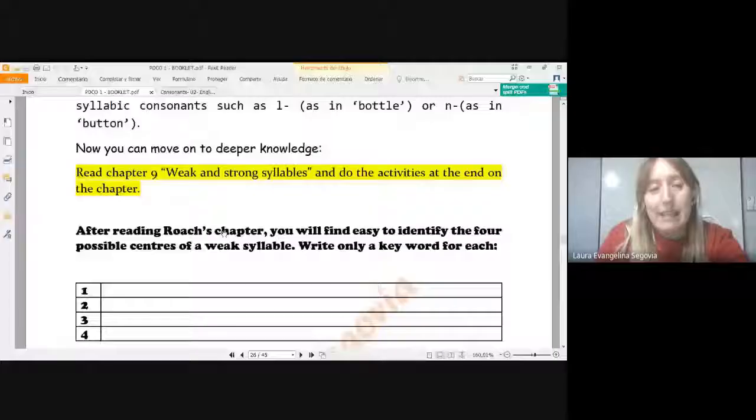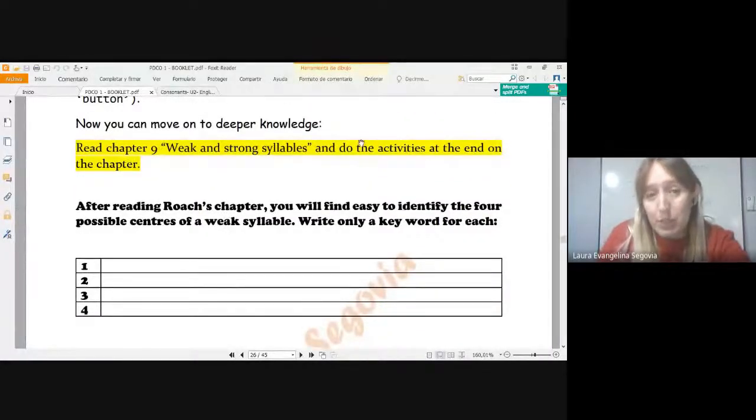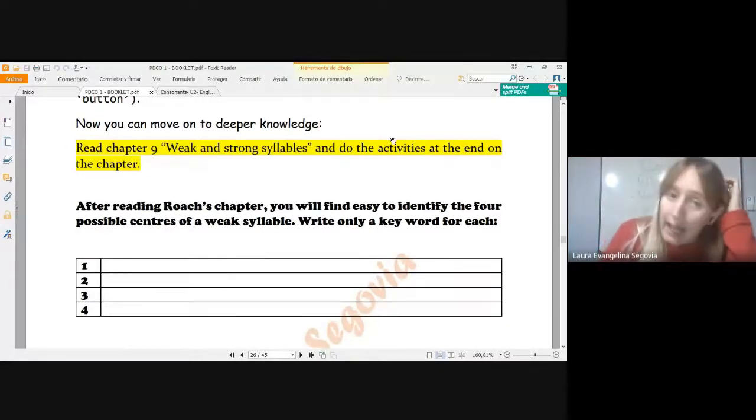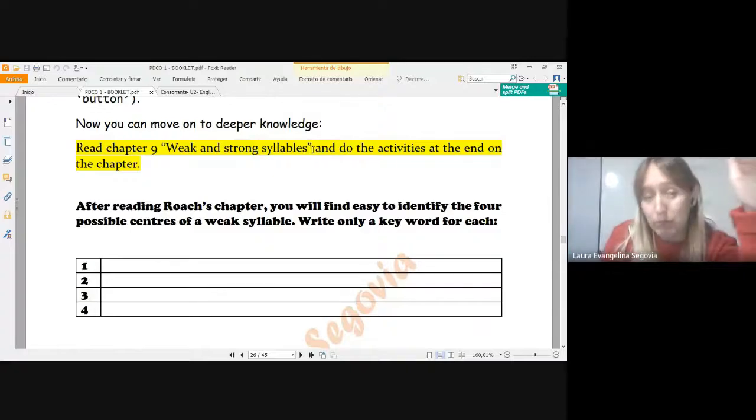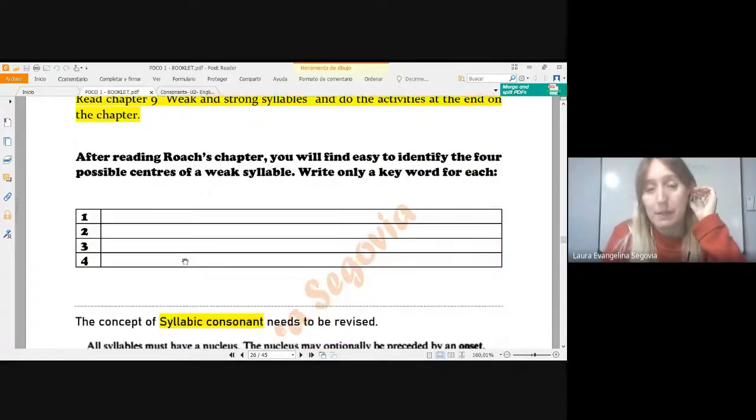Okay. Well, in the booklet, let me share the booklet again. Here it says that after reading Peter Roach, you do the activities at the end. I asked you not to do them in the last class. I asked you to read, but not to do the activities, because I am planning to do them online here. Next class is going to be theoretical and practical in that sense. So try to be present, try not to be absent.